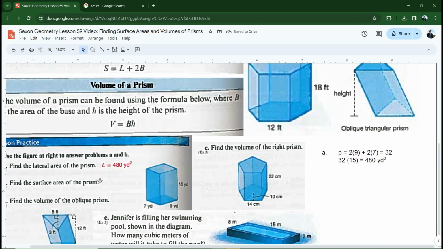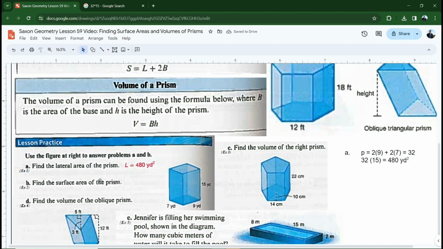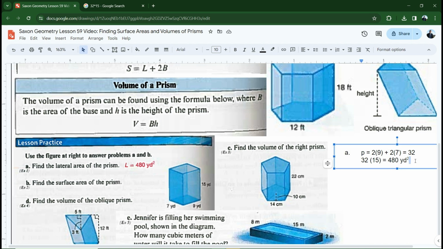480 yards squared. Find the surface area of the prism. Not just the lateral area, but the surface area. That includes the area of the two bases. So it's going to be 480 plus the area of the bases. Okay. So for the bases, it's going to be 7 times 9. And then there's 2 of those. So it's going to be 2 times 7 times 9. Let's see, 7 times 9 is 63.